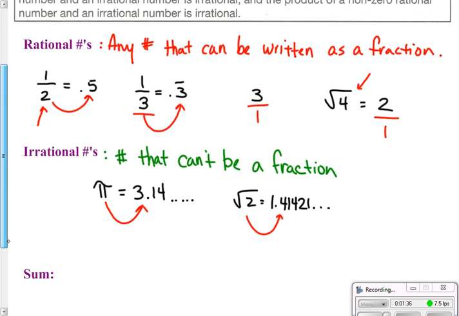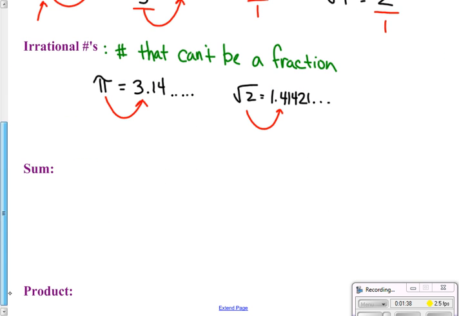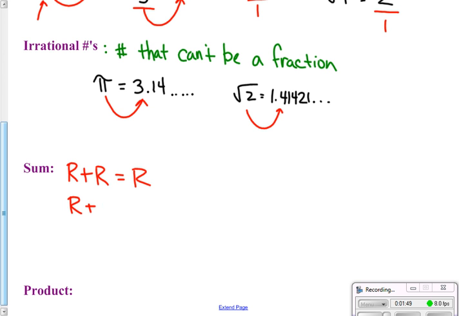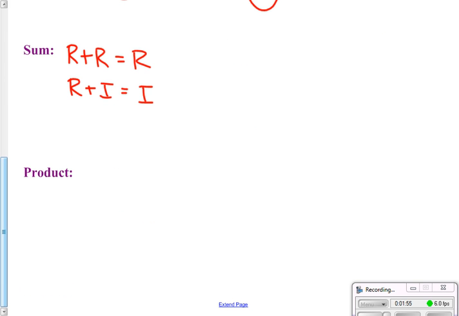Some other things you need to remember: any time you have a rational plus a rational, you will have a rational outcome. So the sum of a rational plus a rational is rational. Rational plus irrational is going to be an irrational outcome. Products, meaning multiplication: a rational times a rational will be rational. A rational times an irrational is irrational.